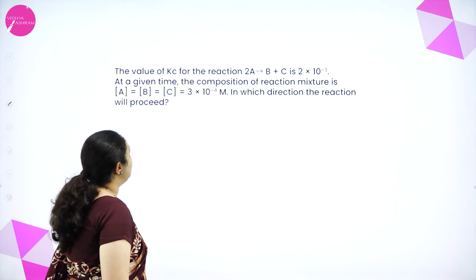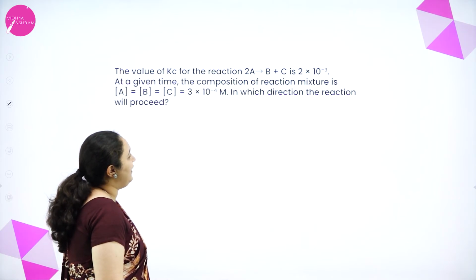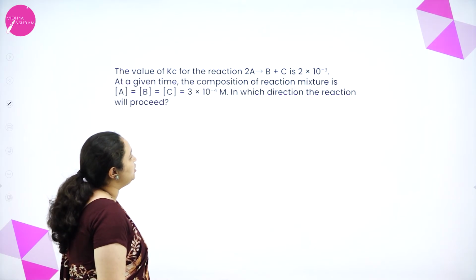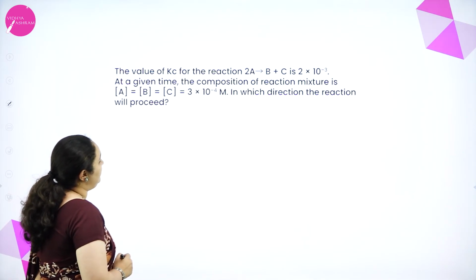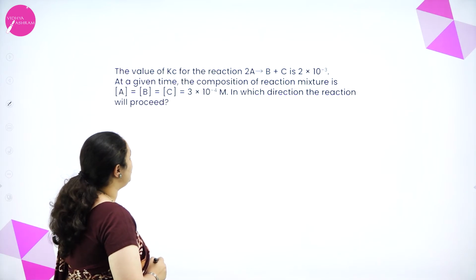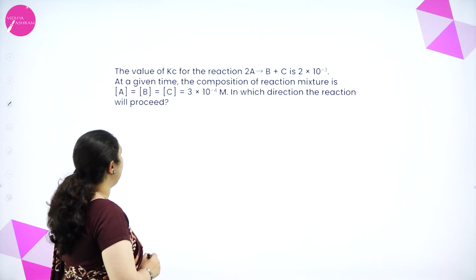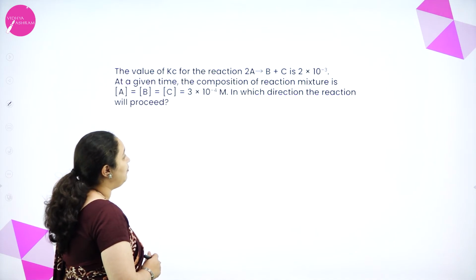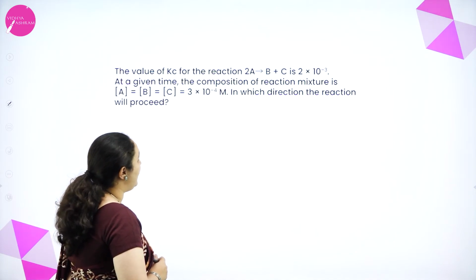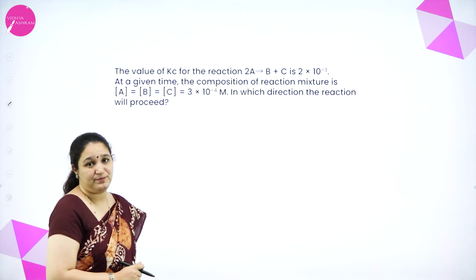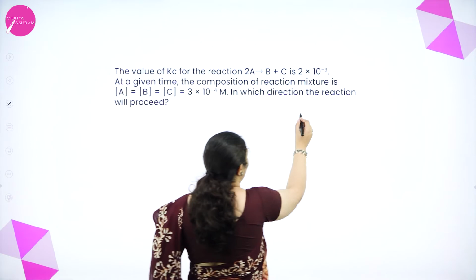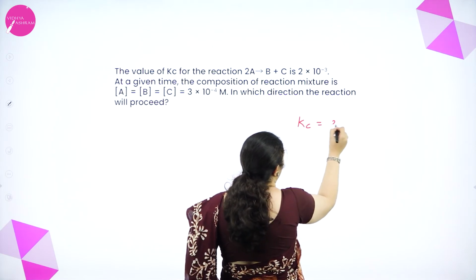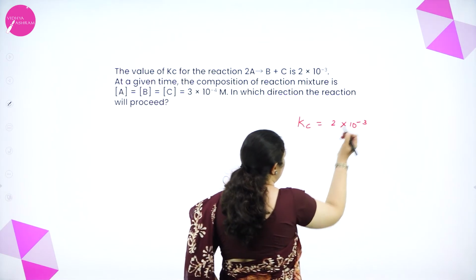The value of Kc for the reaction 2A giving B plus C is 2 into 10 power minus 3. At a given time, the composition of the reaction mixture is A is equal to B, B is equal to C, which is equal to 3 into 10 power minus 4 moles. So, which direction the reaction will proceed? So, we have to compare Qc with Kc. Kc value is given, that is 2 into 10 to the power minus 3.